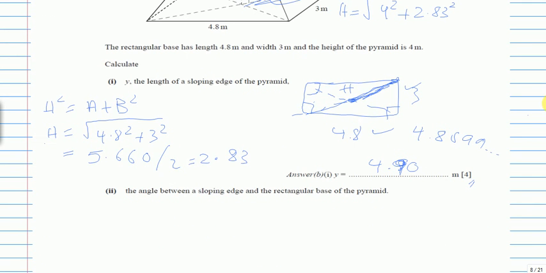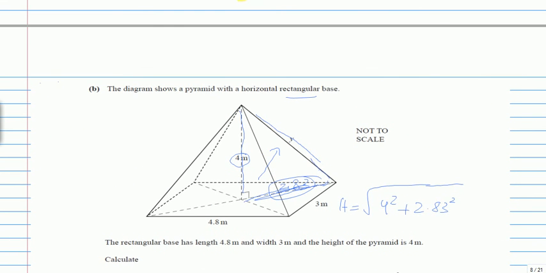Now part 2, we have to find the angle between the sloping edge and the rectangular base. So this is what they are asking for now. Let me just show you. This is the sloping edge, and this is the rectangular base. So this is the angle they are asking for. Now even if you never found this value, you can use any value. You can say let, and just assume any value. Do not leave any part because you didn't do the first part. Just write whatever you can.